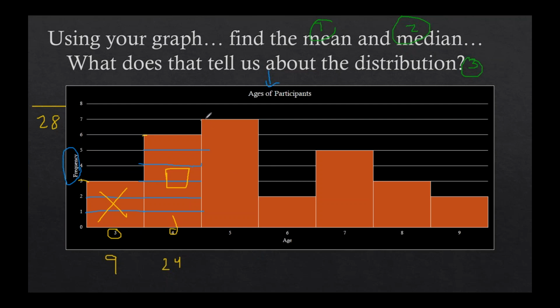Then I go to my 5-year-olds and there's 7 of them. So 5 times 7 is 35. This is going to test your multiplication skills. Now I have 2 6-year-olds, that's 12. I have 5 7-year-olds, that's 35. I have 3 8-year-olds, and I have 2 9-year-olds.